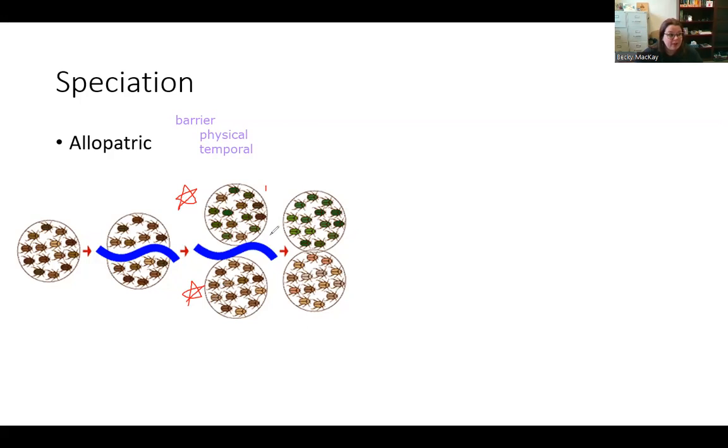And then even if that barrier goes away, so even if they have a drought and the river dries up, if they come back together, now you have two different species. These green beetles and these brown beetles might not be able to reproduce. Sometimes they don't change that much and they can reproduce, and then we don't consider it different species. Sometimes they still change a lot, but they can still reproduce again. This is where hybrids kind of come in.